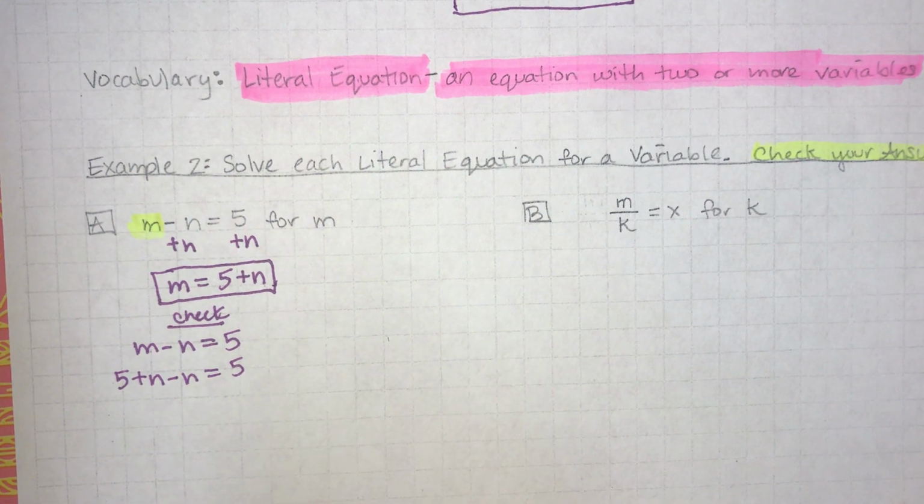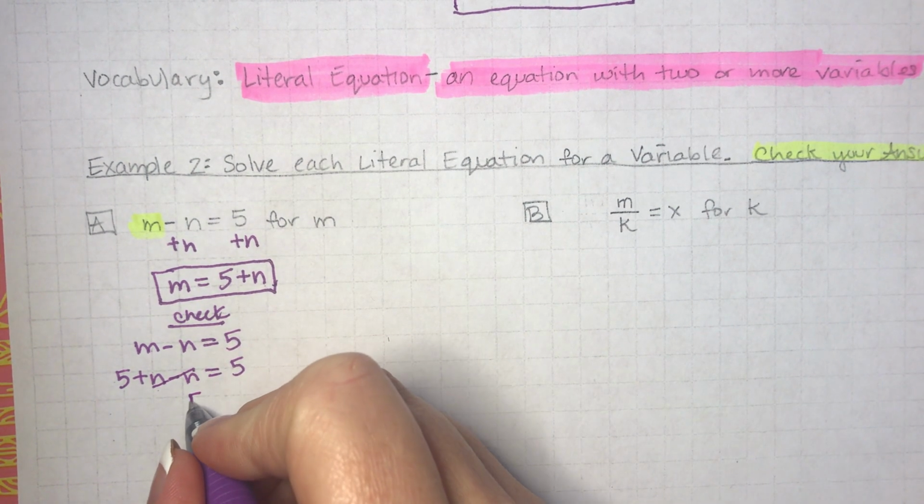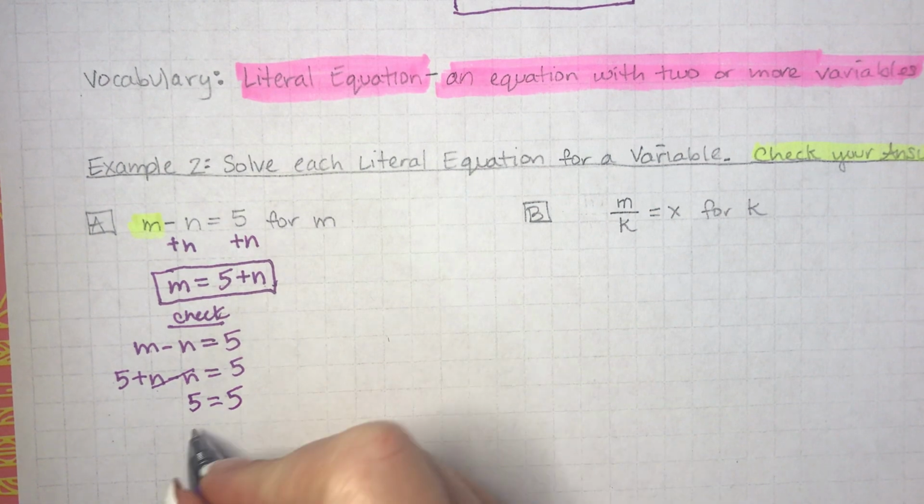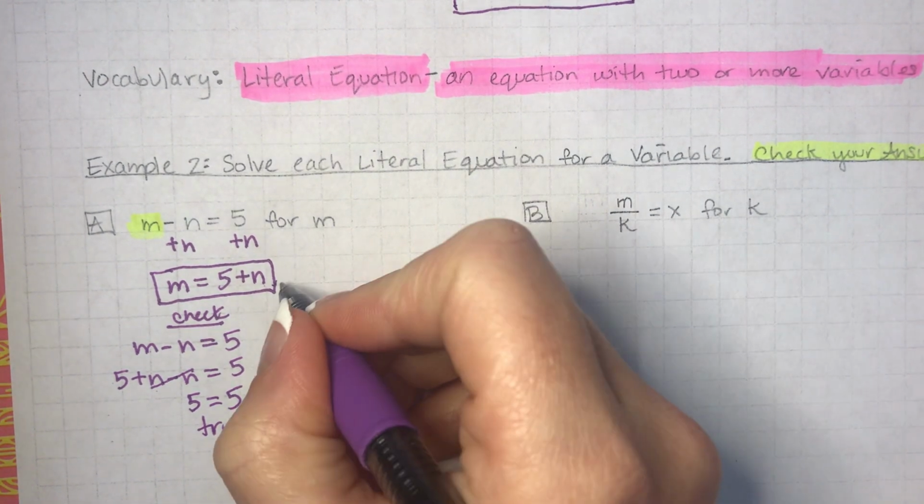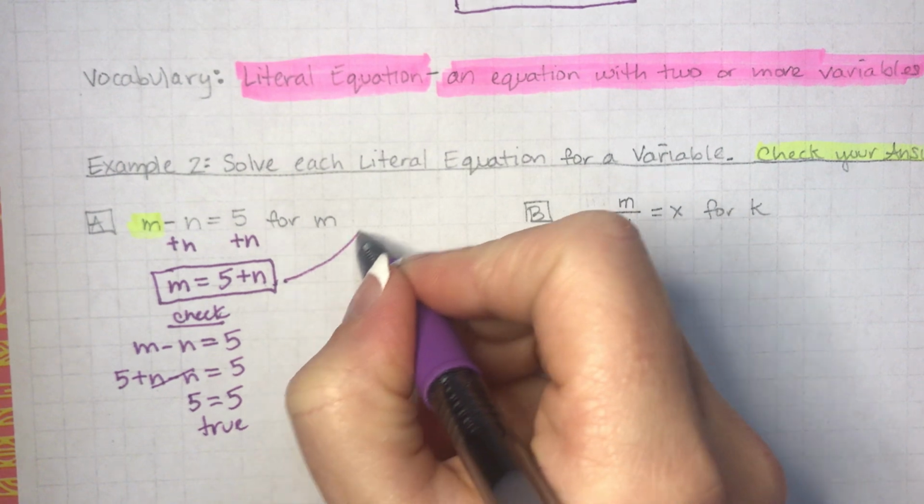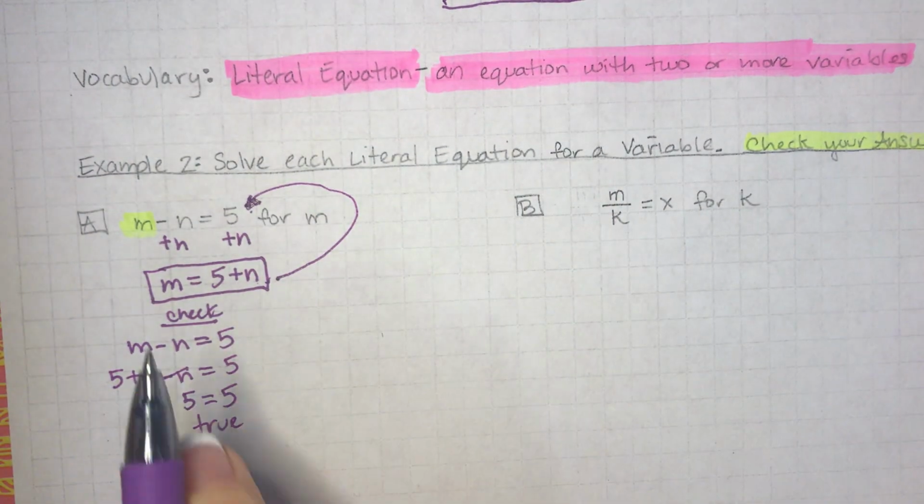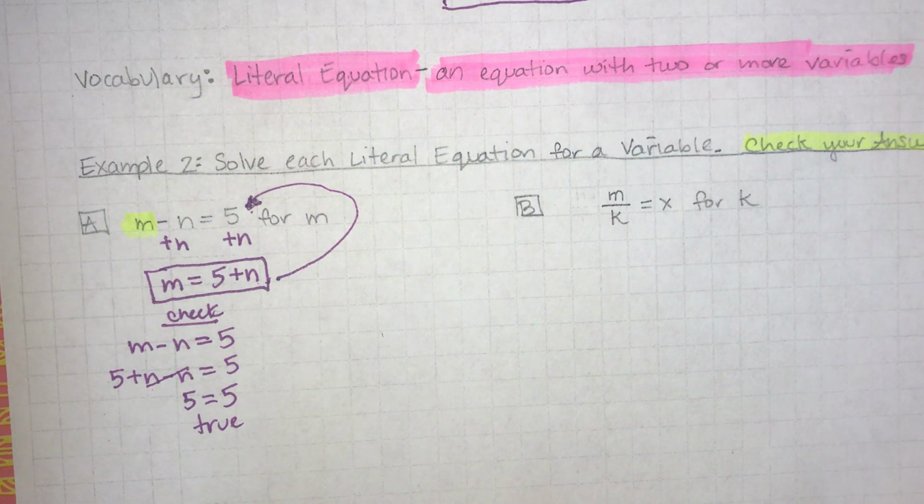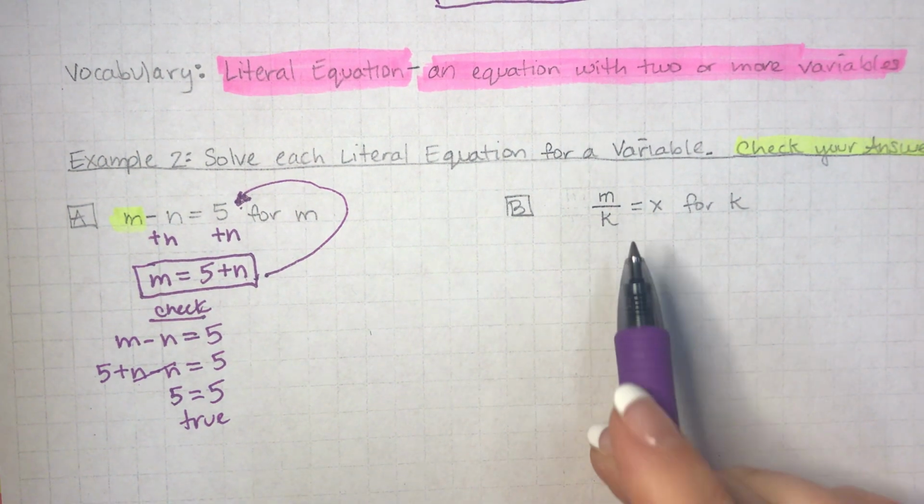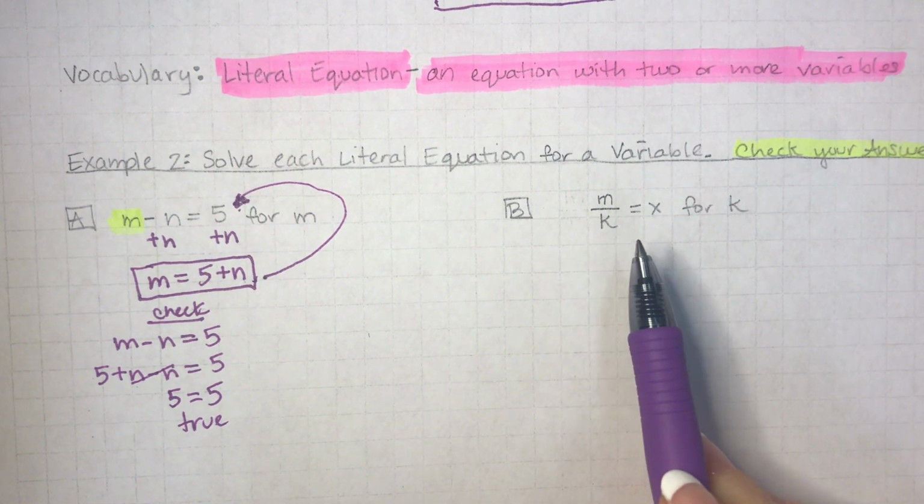All right, now we're just going to simplify. What is n minus n? Well, it's 0. They cancel each other out. And what are we left with? 5 equals 5, which is a true statement, which means our solution is the solution to the original equation. That is what m equals.